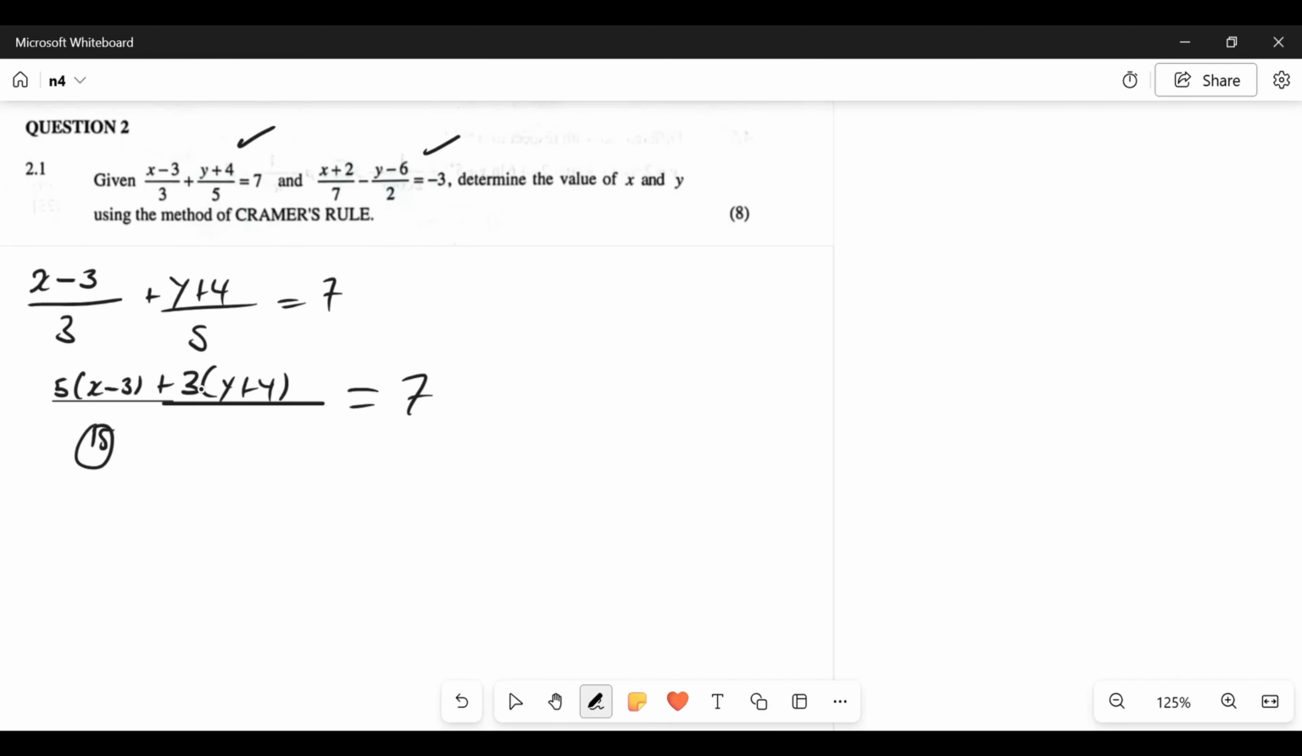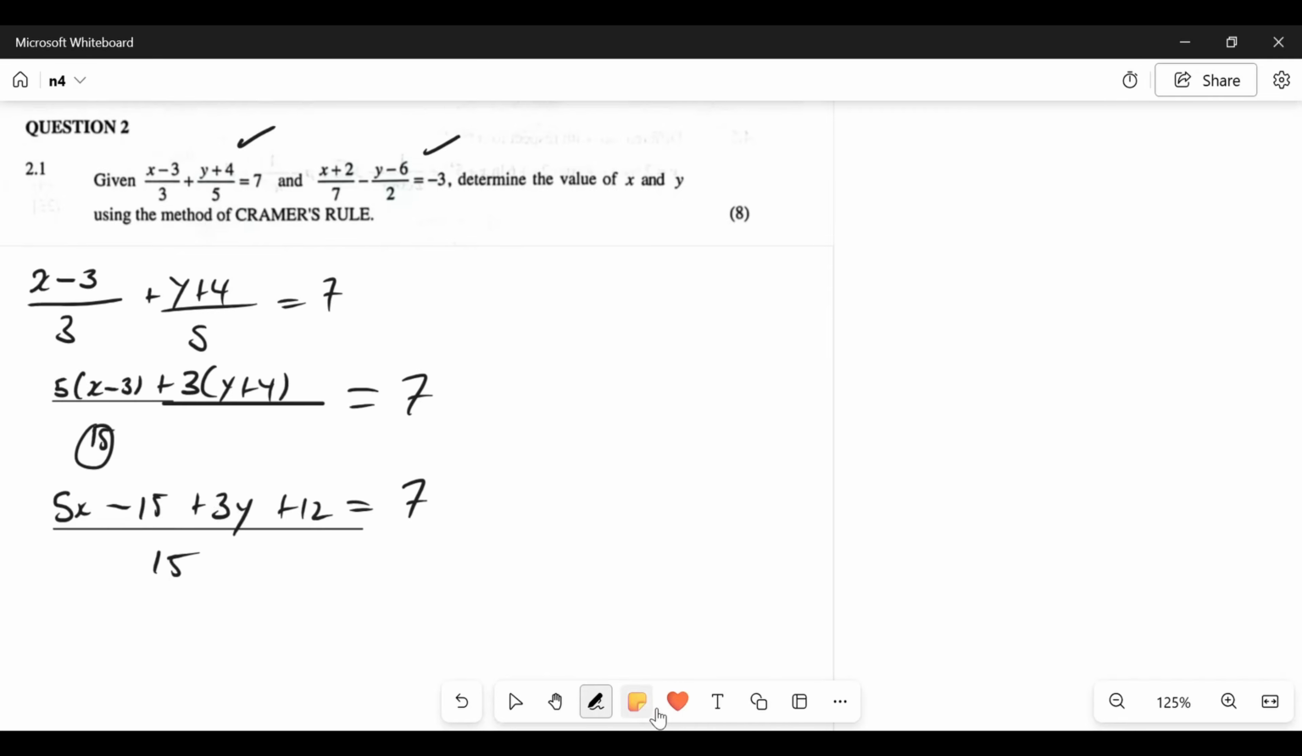There we go. Now on the numerator, we need to get rid of the brackets. So this is going to give us 5x minus 15. On the second term, we have 3 multiplied by y plus 4. So this is going to give us 3y plus 12. And then we divide by 15. Right, so this is equaling 7.